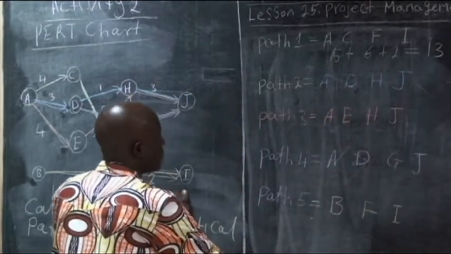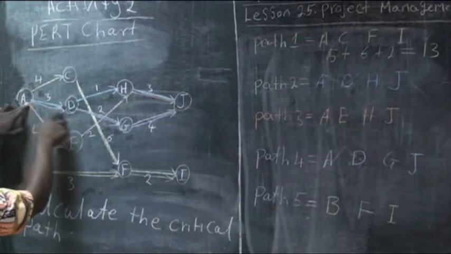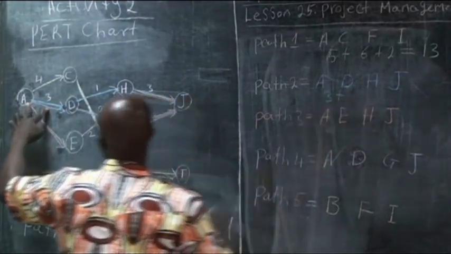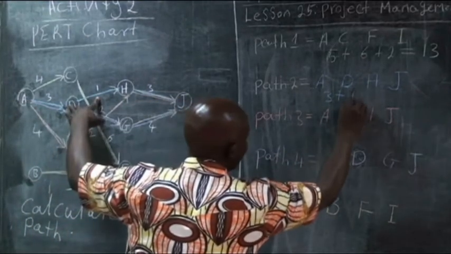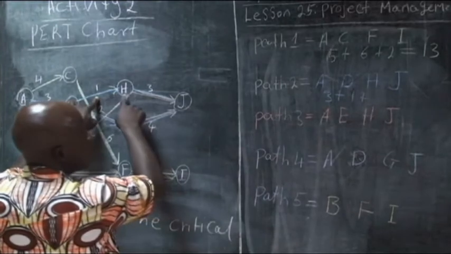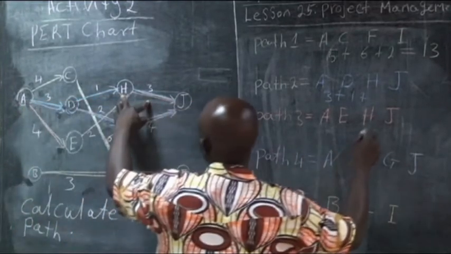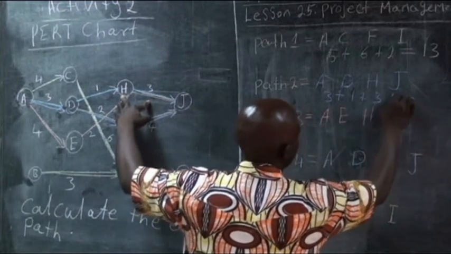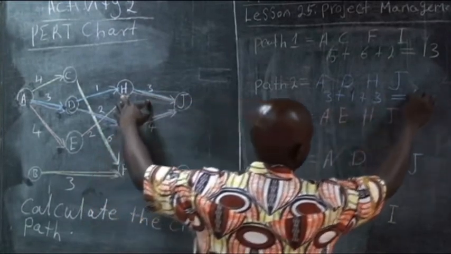Next, move to the second path and identify their time. We have blue. From A to D is 3, plus D to H is 1, plus H to J, which is 3. We obtain 3 plus 1, which is 4, plus 3, 7.